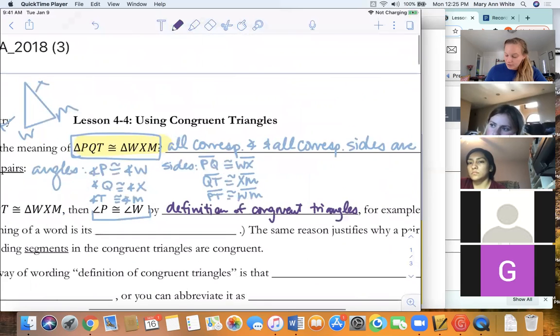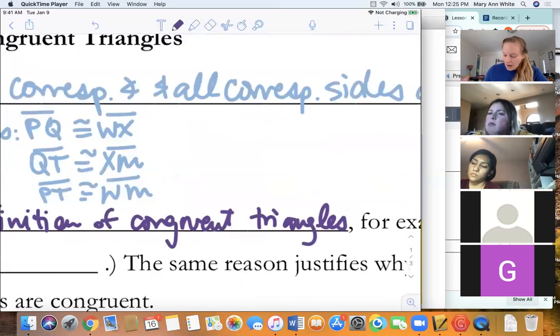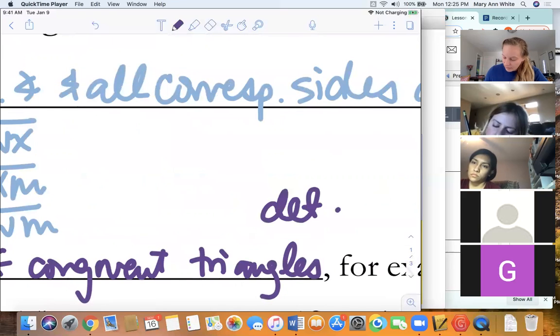So if I know that the triangles are congruent, then I can say any piece is congruent to another piece that, you know, go together, correspond by the definition of congruent triangles. I abbreviate that just saying DEF, congruent sign, triangle sign.